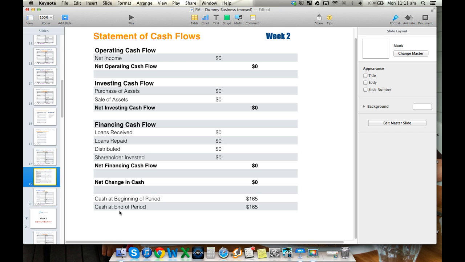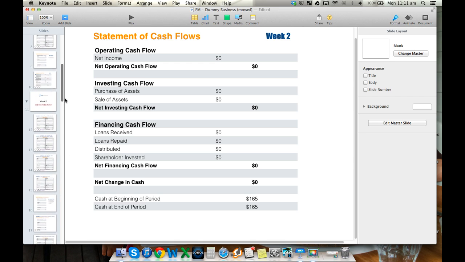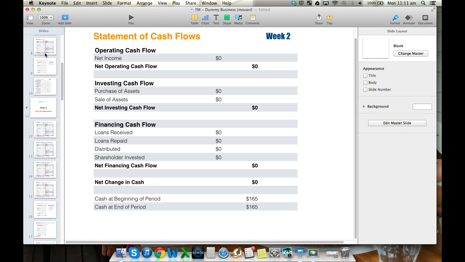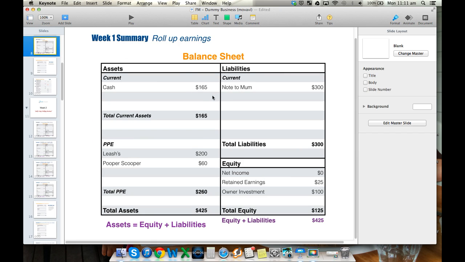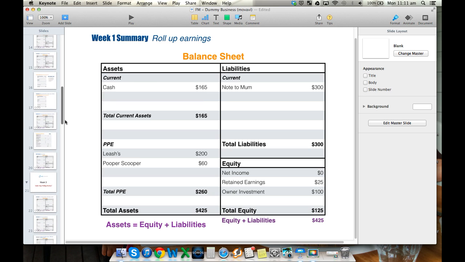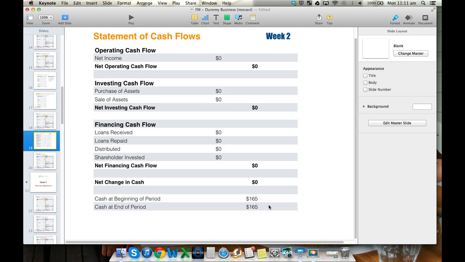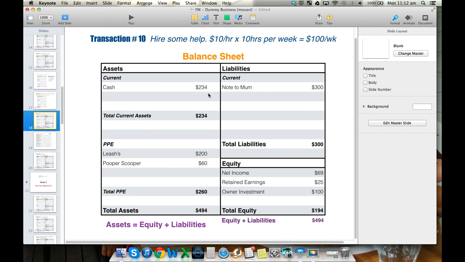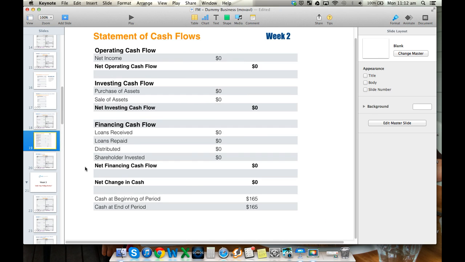So a couple of ways we can check on this to see if we're going to work it out correctly. If we look at our balance sheet at the end of the last period, which is right here, we can see that our cash was $165. That's how much we had at the end of the last period. And if we look at our statement of cash flows, it says cash at beginning period is $165. So now if we look at our balance sheet for the end of week 2, we can see our cash is $234. So coming back to here, we know that cash at the end of the period has to say $234 by the time we finish entering all the stuff in. That's our check and balance.